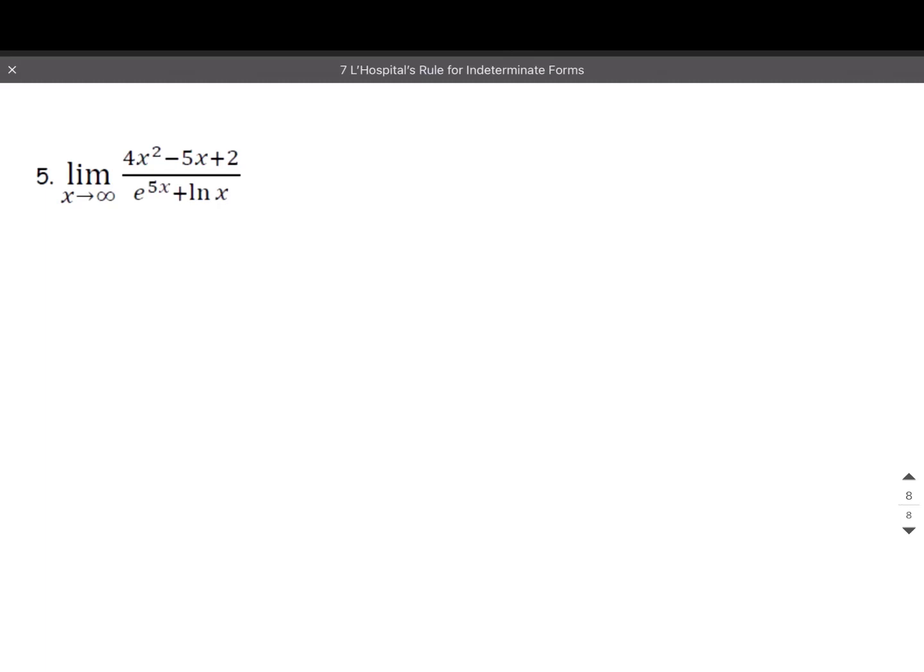Now, since we're doing a L'Hopital's lesson, let's assume we need to take the limit of the top, 4x squared minus 5x plus 2. Now, this is an even function with a positive leading coefficient. It's going to look like y equals x squared at the ends, so this is headed to positive infinity. Now, the bottom is going to take a little more thought, okay?